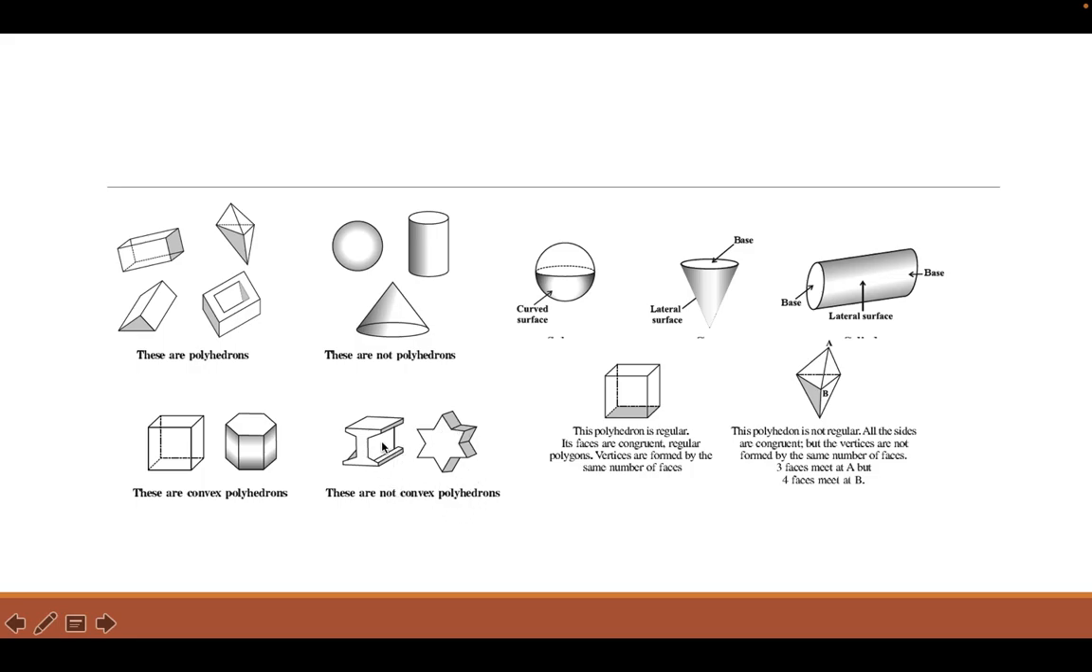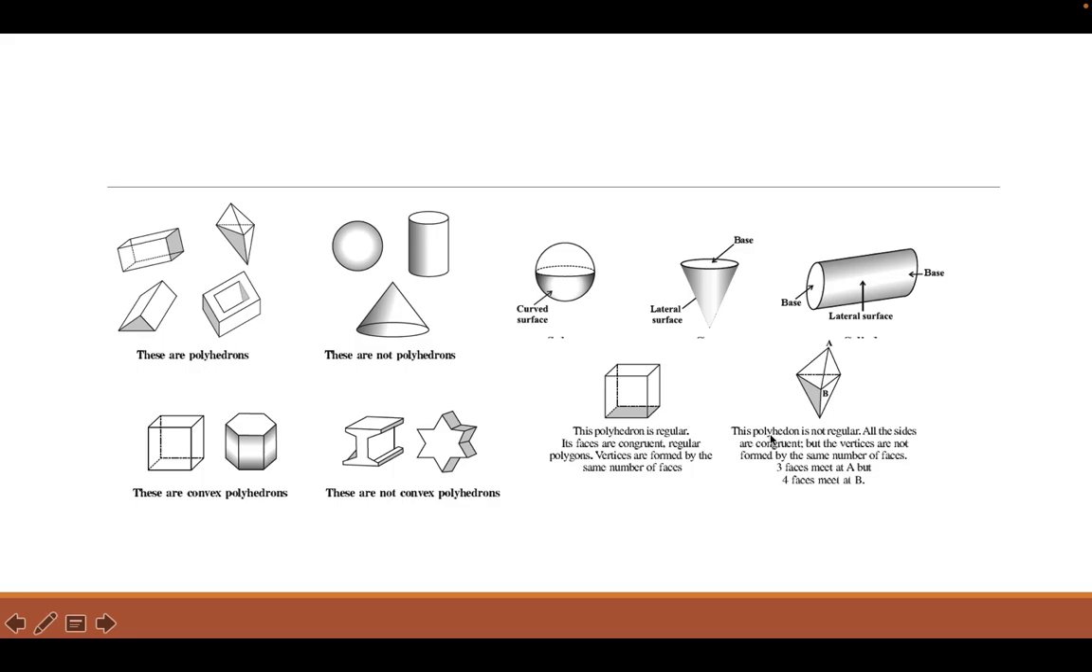It is not following the definition of polyhedron. So these are very different, not regular polyhedrons, and also not convex polyhedrons. Here, if you say this polyhedron is regular, its faces are congruent, okay, and vertices are formed by the same number of faces, so this is called a regular polyhedron.